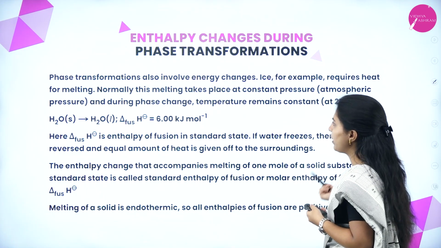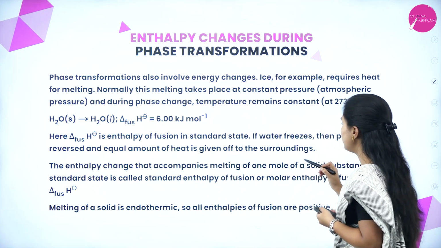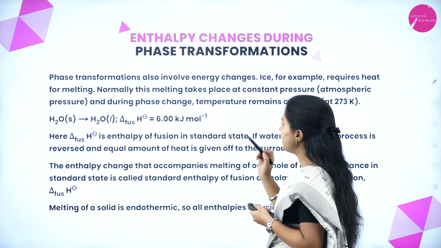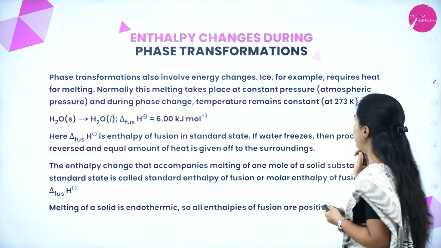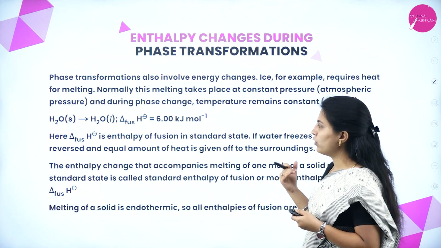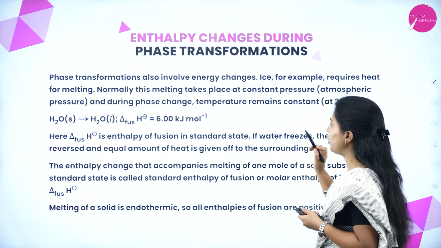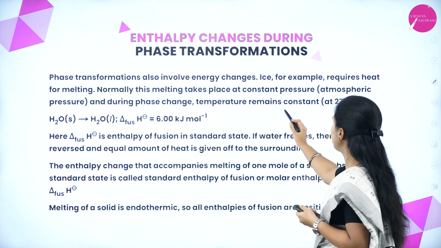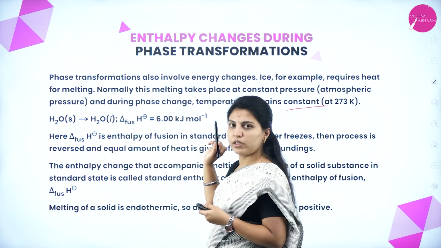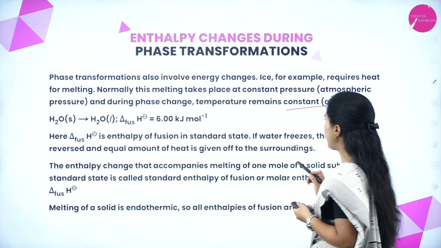Enthalpy changes during phase transformations. Phase transformations also involve energy changes. For example, ice requires heat for melting. Normally, this melting takes place at constant pressure. We know that ice needs some heat to melt, so there is a phase transformation. Normally, this melting takes place at constant pressure, and during phase change, temperature remains constant. For H2O solid to liquid, heat of fusion will be 6 kilojoule per mole. Here, heat of fusion is enthalpy of fusion in standard state.